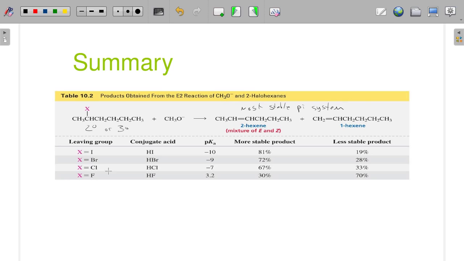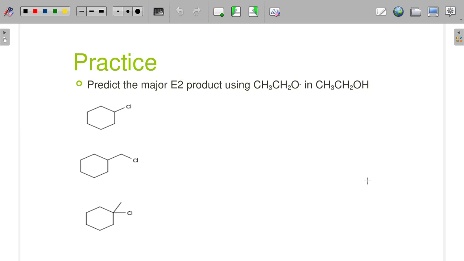Now, our leaving group factors into how well this works. So iodine typically really likes to make our more stable product. Bromine chlorine does as well. And fluorine almost likes to make the least stable product. Okay, let's see if we can predict our major elimination product if we use our strong nucleophile with any of these.